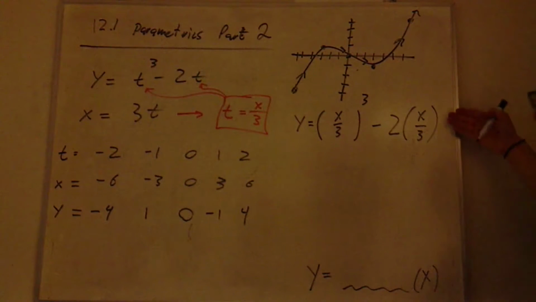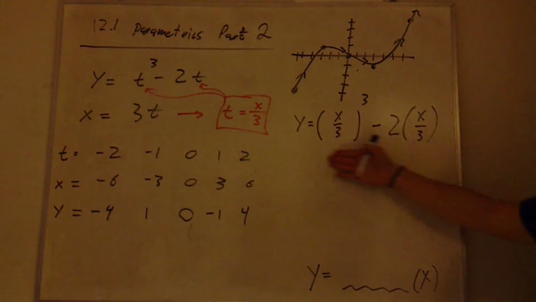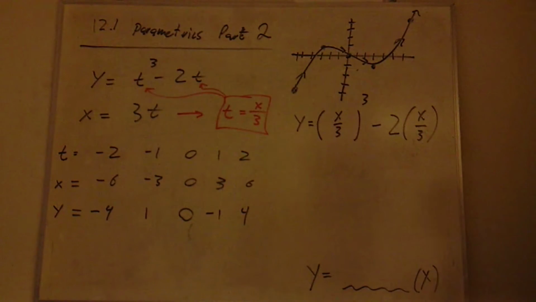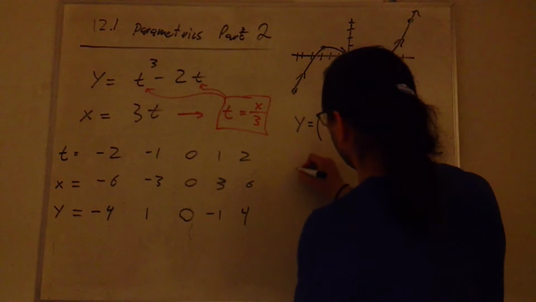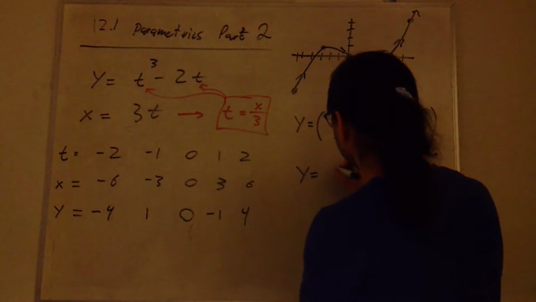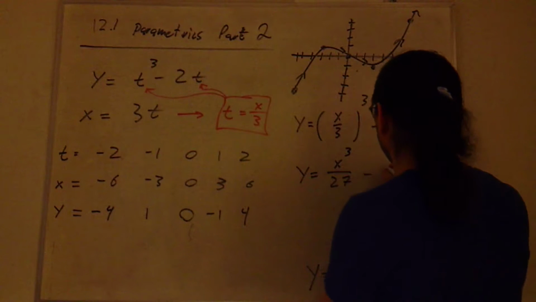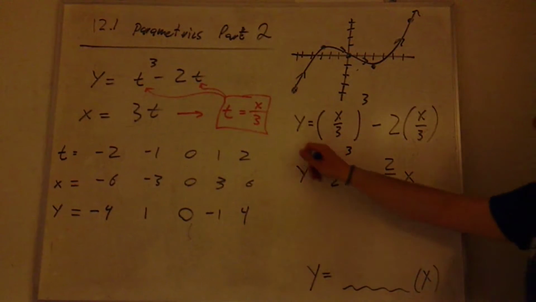So this is, for now, an unsimplified version of the implicit form of this function. I'm going to simplify it a little bit. I can probably cube this pretty easily. Y equals x cubed over 27 minus 2/3 x. And there it is.